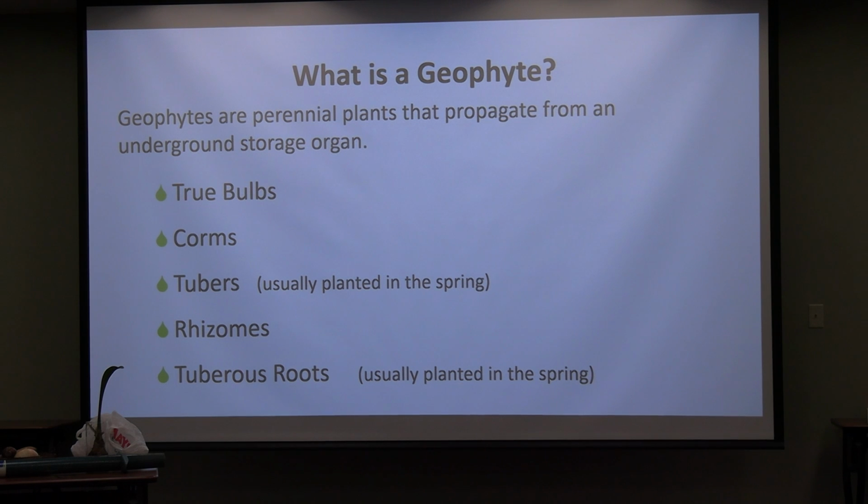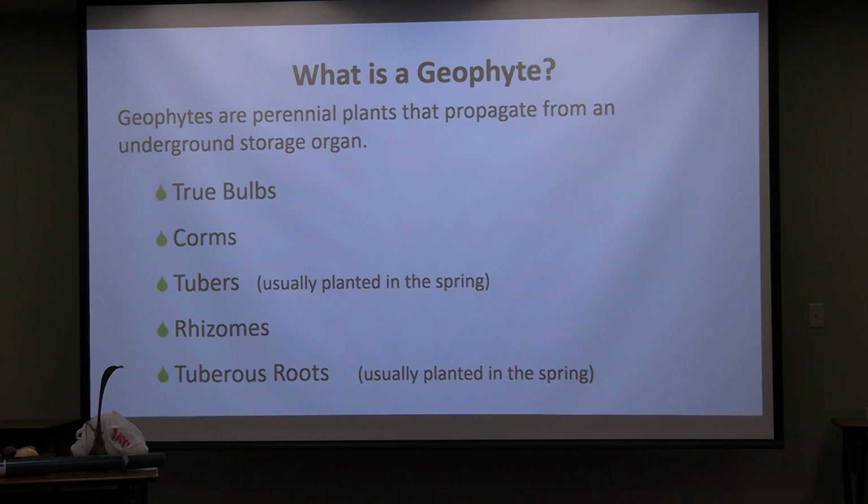Bulbs are divided into different categories. The categories of a bulb are true bulbs, corms, tubers, rhizomes, and tuberous roots. Today we're going to focus on true bulbs, corms, and rhizomes, because most of those are hardy, and you plant them in the fall. I'll tell you about the other two just briefly so that you will know what they are.